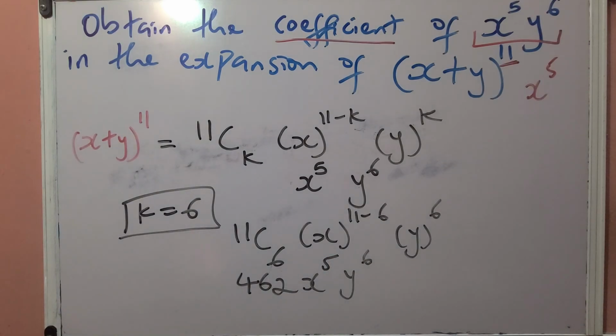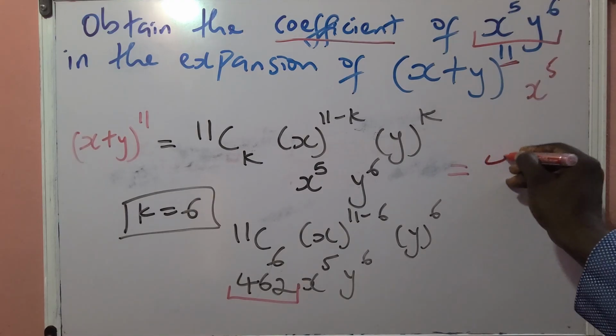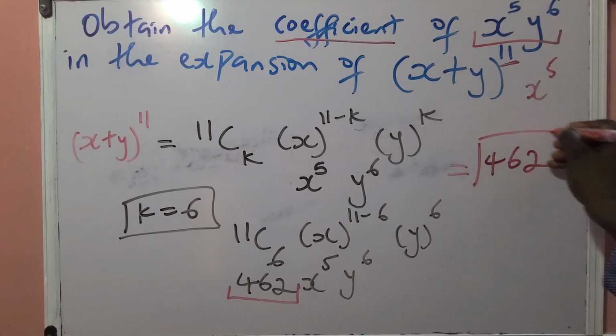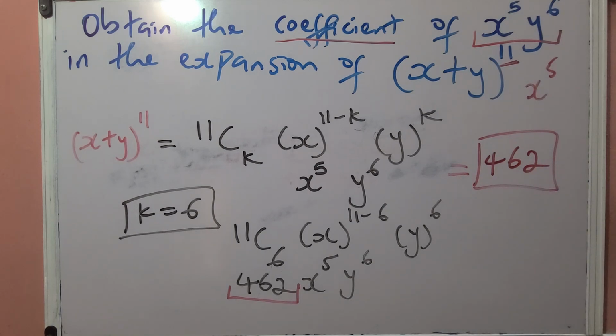So from what you have here, you can see that the coefficient of x raised to power 5, y raised to power 6 will obviously be 462. So that is the answer to this question. The coefficient of x raised to power 5, y raised to power 6 is 462. This is the solution we needed. So this is how you go about solving the coefficient of any variable when using binomial expansion. Let's try another example out.